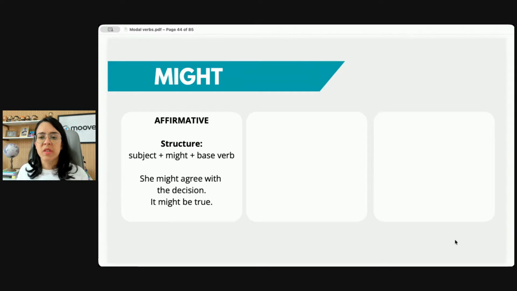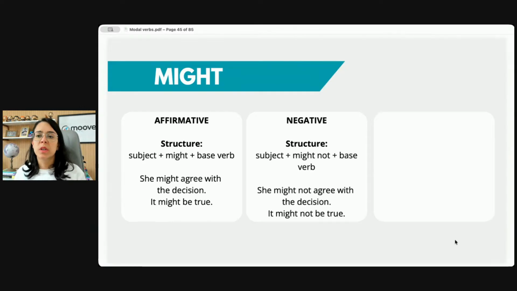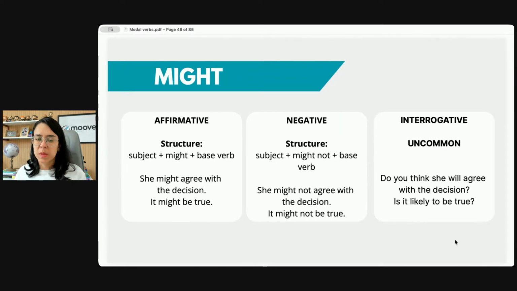She might agree with the decision. It might be true. She might not agree with the decision. It might not be true. You can also use mightn't. She mightn't agree with the decision. It mightn't be true. Might not is more common, because usually when people use might, they also want to emphasize. It isn't common in the interrogative, just like may.